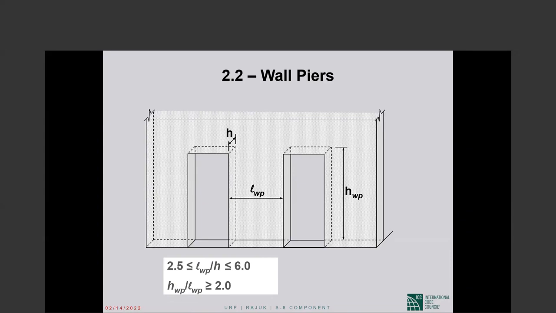So this was a huge problem until UBC defined these wall piers and required that we design them to fail in flexure before they can fail in shear. Okay? So this is the brief history.